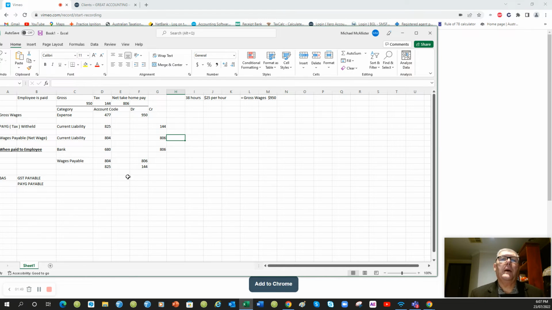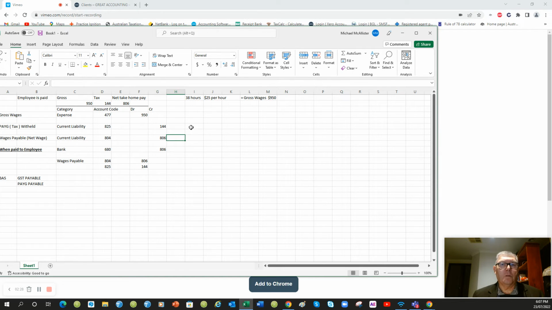Okay, so once the bank transfer goes through, or however you pay the employee's wages, it'll come out of the bank. It will credit the bank account, so the bank's a current asset. It'll be a credit to that money coming out of the bank, and the debit there is going to be to the wages payable. So that debit offsets that credit, and then it becomes a zero. That's reconciled.